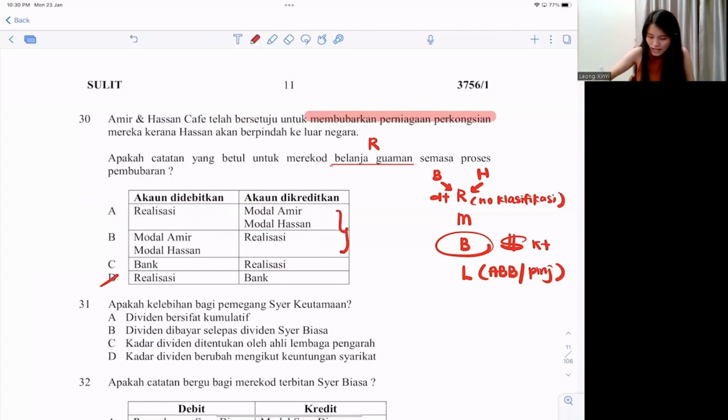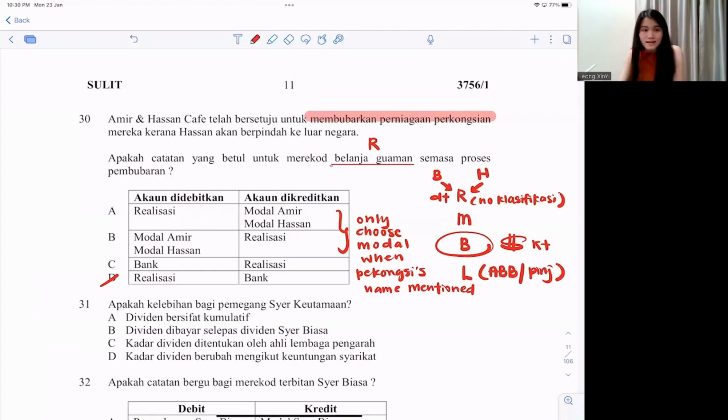Okay, these two, you can only choose model during pembubaran. Only choose model when perkongsi's name is mentioned. Okay, so the answer is D, guys.